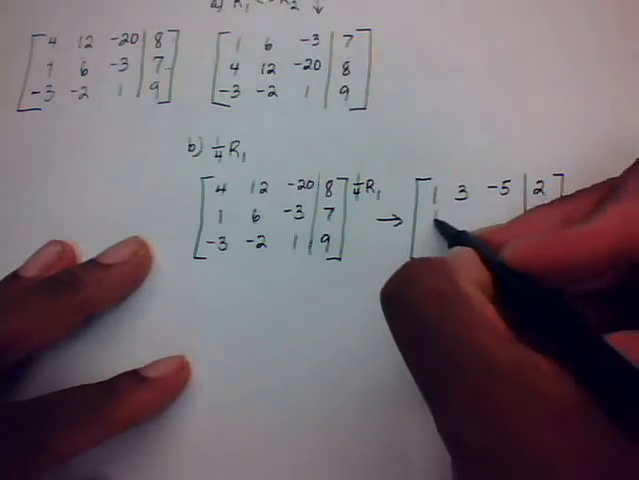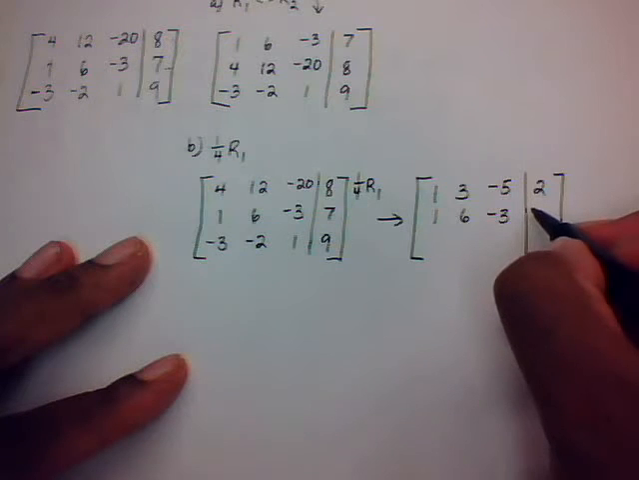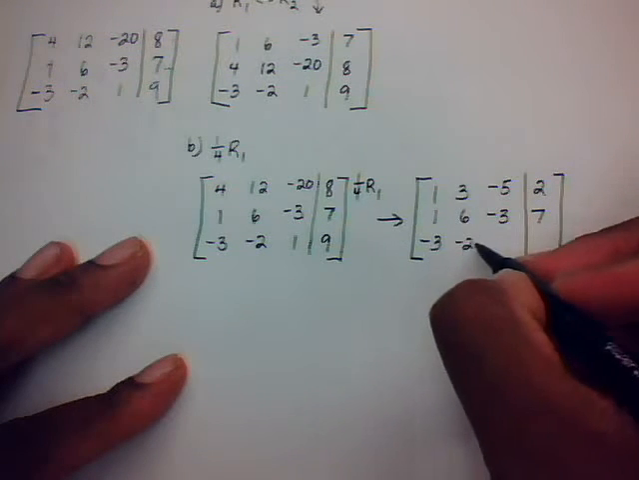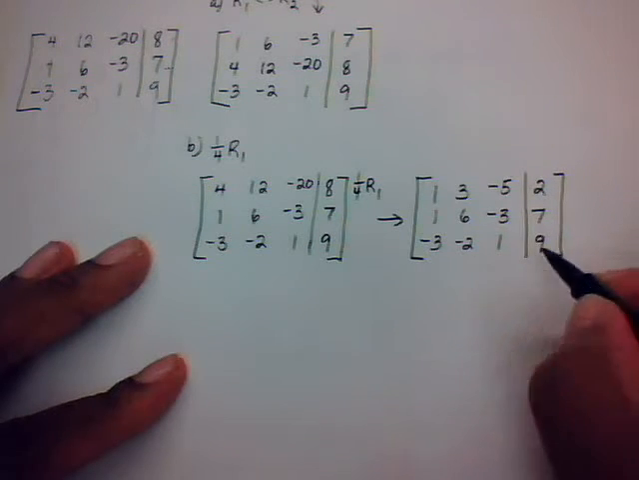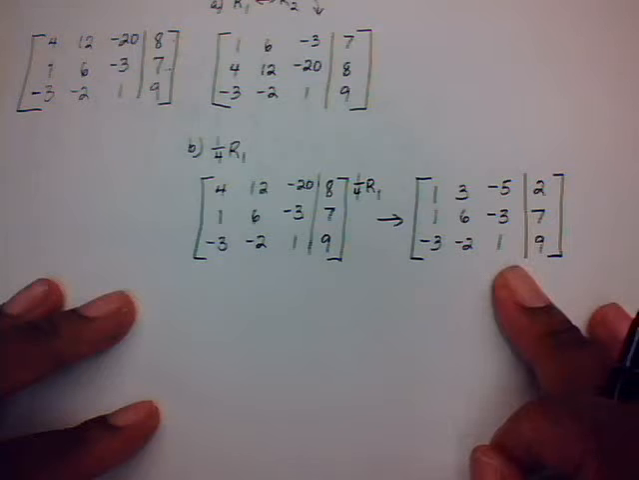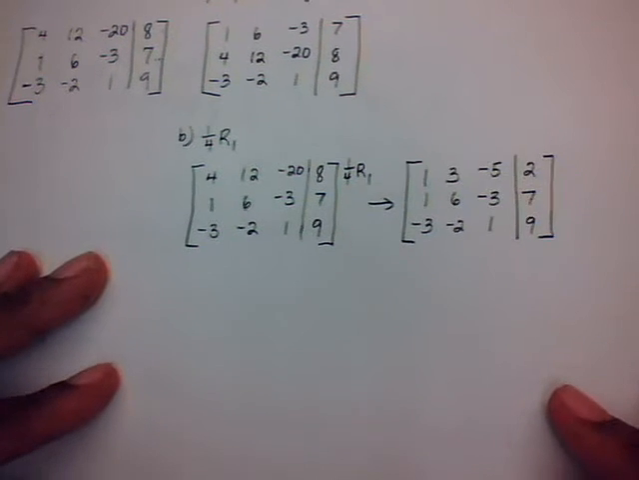The other rows will remain the same. So I'll go ahead and bring over 1, 6, negative 3, 7, and then negative 3, negative 2, 1, and 9. Okay, so that's what this matrix will look like after you've done 1/4 of row number 1.